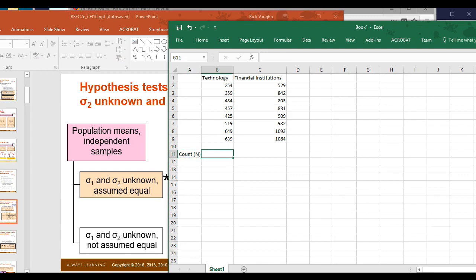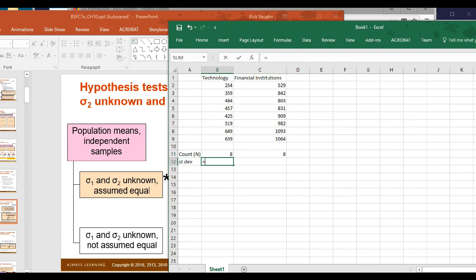For each set of data, we'll just make Excel count these for us, although it's not too terribly hard to count them by hand. This is how many data items we have, which is 8. And then I should be able to just drag this over to do the same count feature over here. And then we need to get the sample standard deviations.